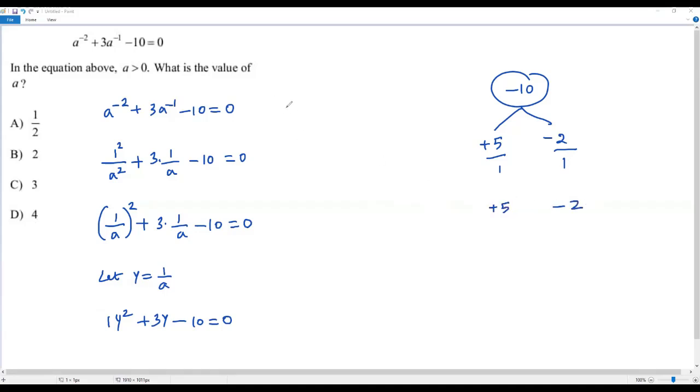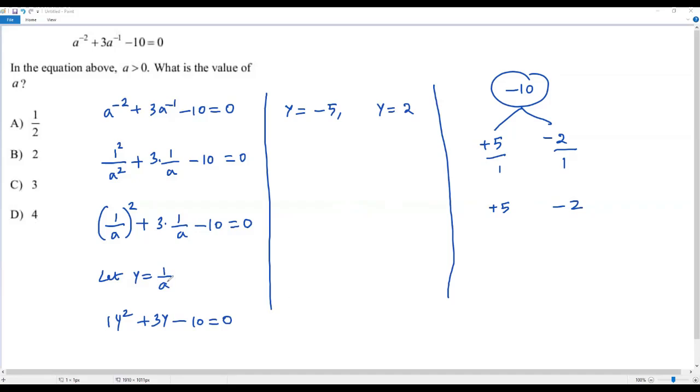Now to get the two values of y: to get the first value of y, I have to change the sign of the first factor. Already it's positive; when I change the sign, it's negative 5. This is the first value of y. Now to get the second value of y, I have to change the sign of the second factor. It's negative; when I change the sign, it's positive. So now I got two values for y: one is negative 5 and the other is positive 2.